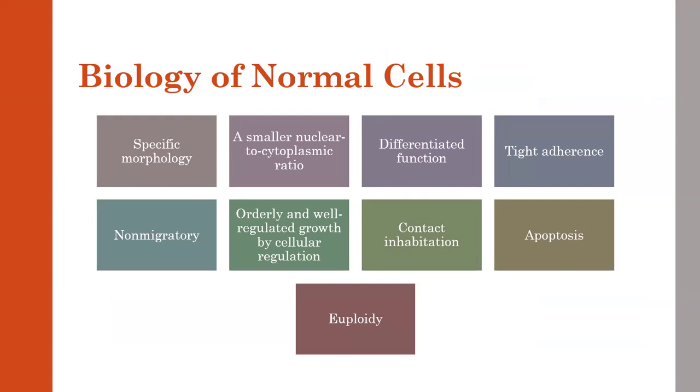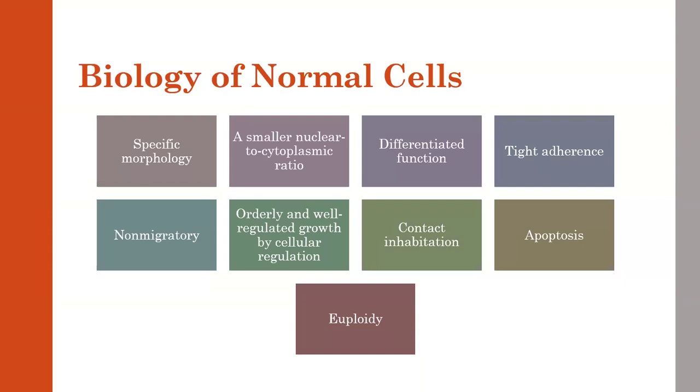They tend to have a smaller cytoplasm to nucleus ratio. The nucleus tends to be smaller because it's not working all the time for reproduction. We're going to see a difference in this with cancer cells. They tend to have a larger nucleus, and so the nucleus changes the cytoplasm ratio.